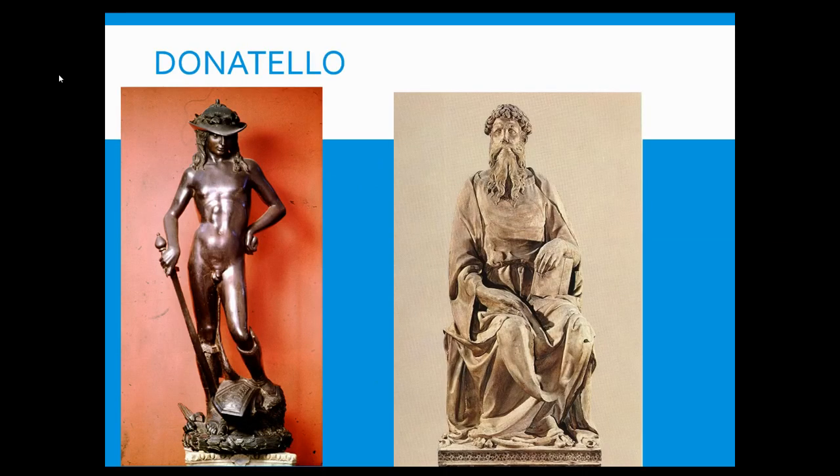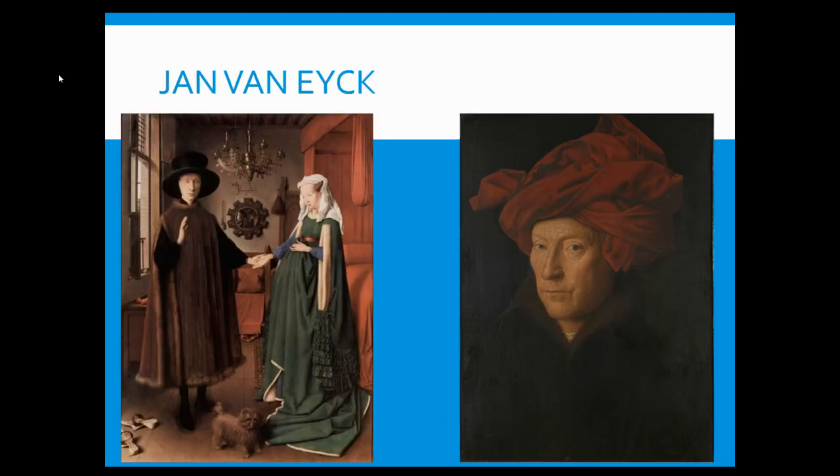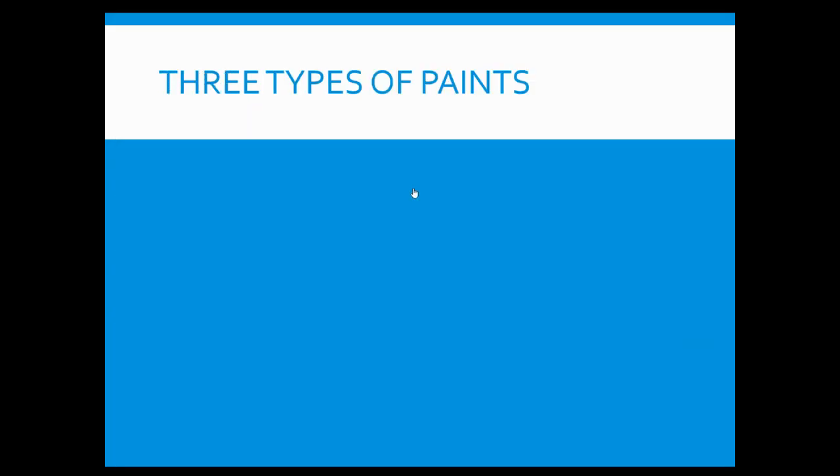The famous people from this time period are like your Ninja Turtle ones that everyone knows. So Donatello, Raphael. We'll come back to the other two in just a minute. But then you have Jan van Eyck, and we'll talk about why this painting is mind blowing in just a second. Botticelli, hopefully you've seen this before.